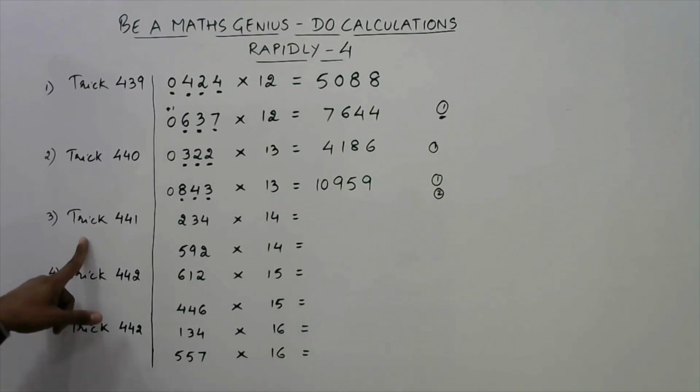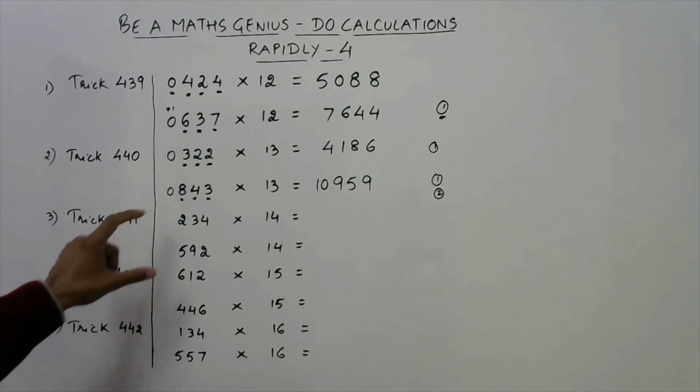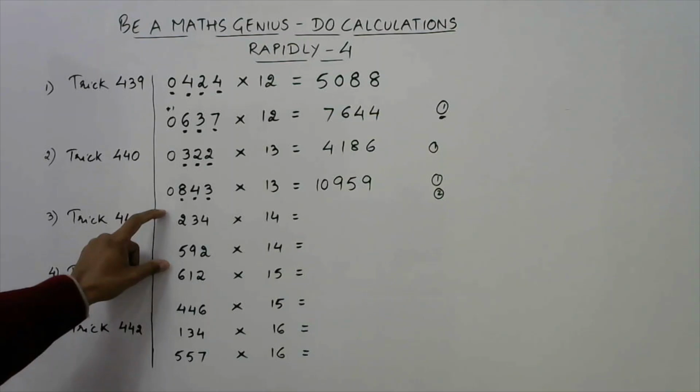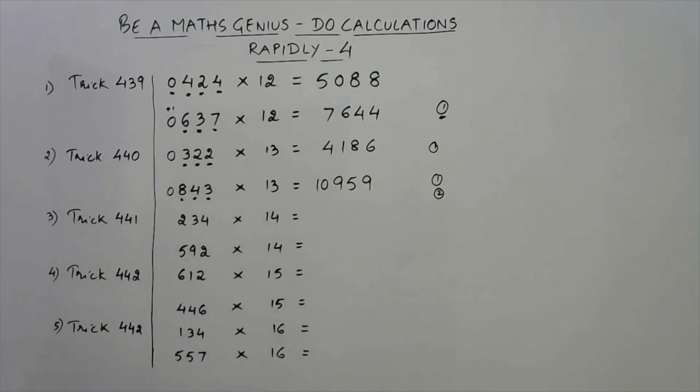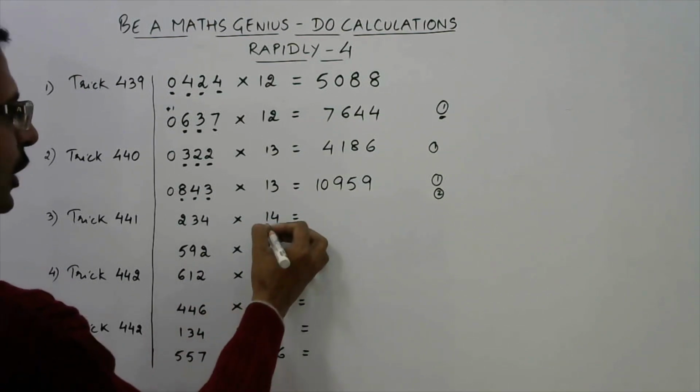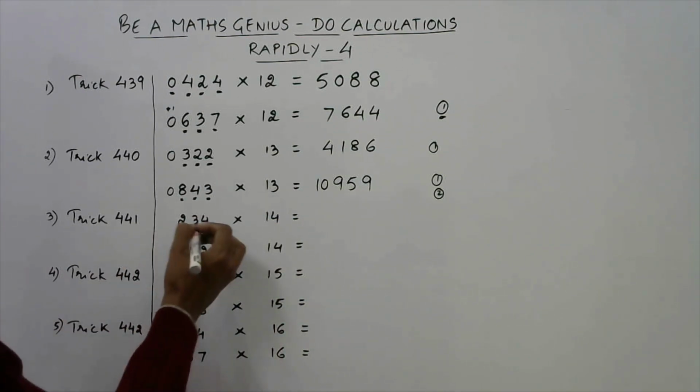In the subsequent trick number 441, I discussed the method for multiplying any number by 14. See, I have taken only 3-digit numbers, but you can take 4-digit, 5-digit numbers also. The more you practice, the more you feel comfortable. See, now 14 means 4. So you have to multiply by 4.